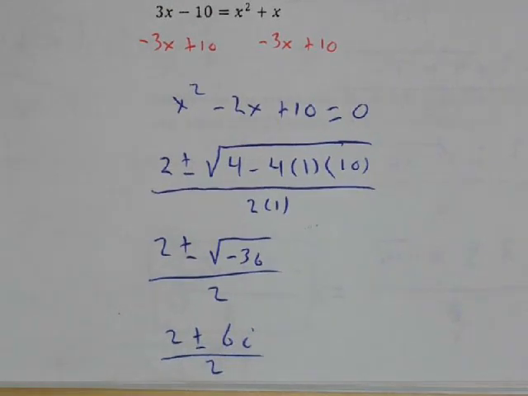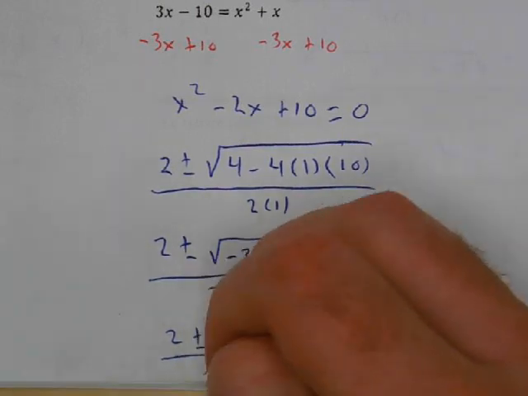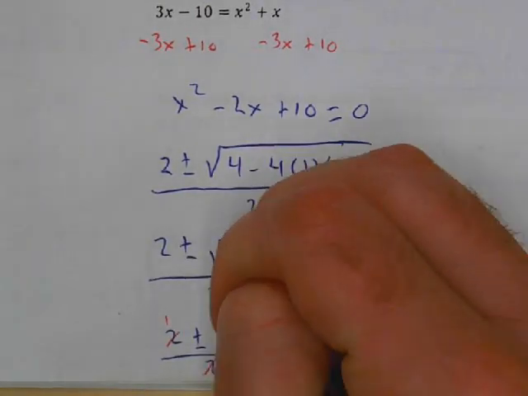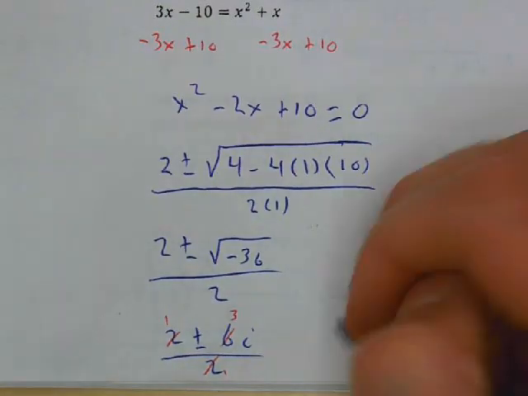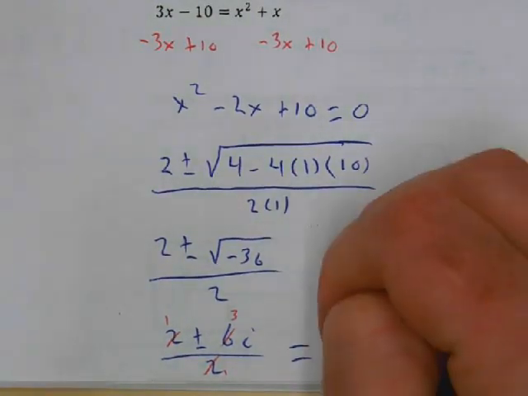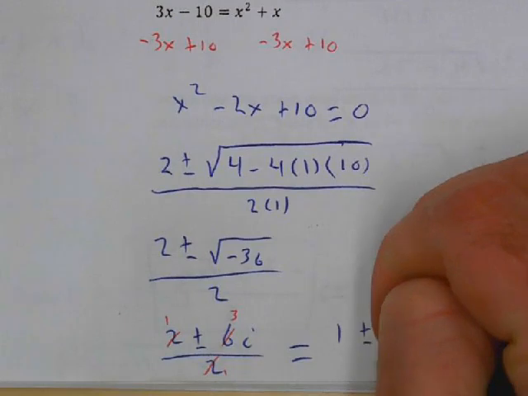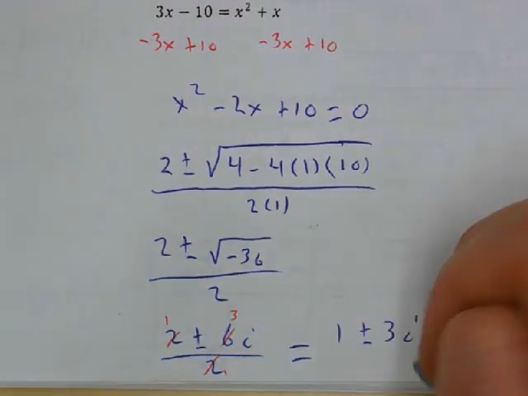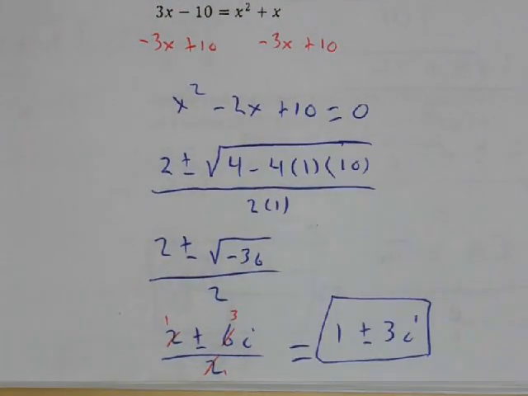The last thing we want to do, if possible, is reduce. Since 2 goes into all three of these things, that becomes a 1, that becomes a 1, that becomes a 3. So then that's going to be 1 plus or minus 3i over 1, which we don't need to write, so then it's just 1 plus or minus 3i.